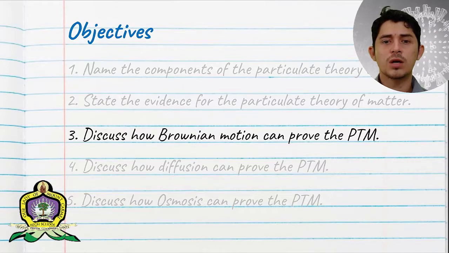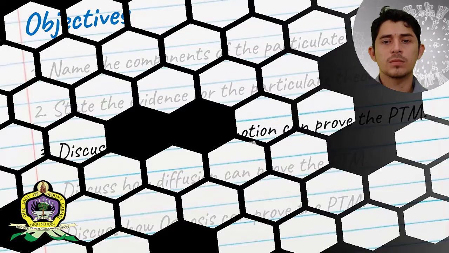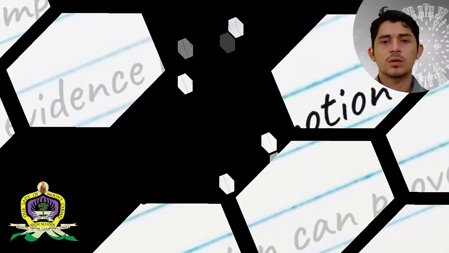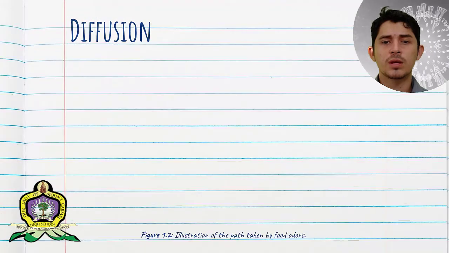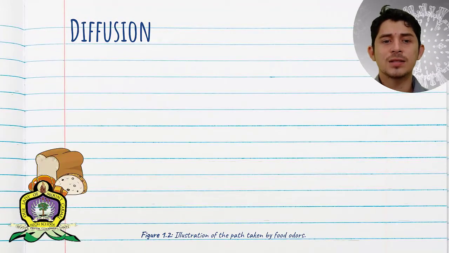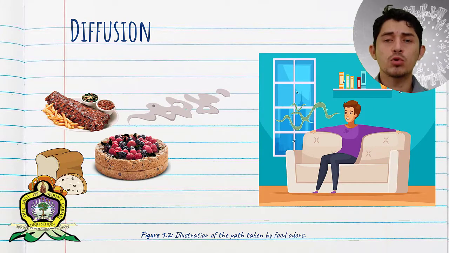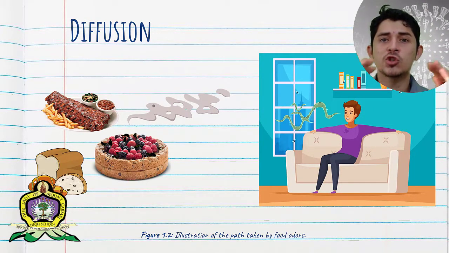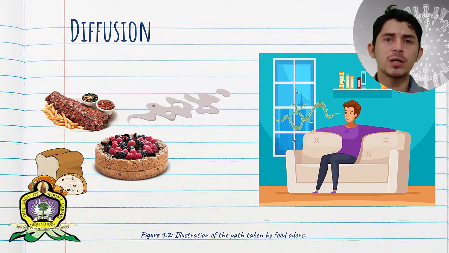Now let us look at objective number four. Objective number four speaks about diffusion. And diffusion is, in simple words, the process in which particles move, spread and distribute themselves. So when particles distribute or spread themselves, that is what we call diffusion.